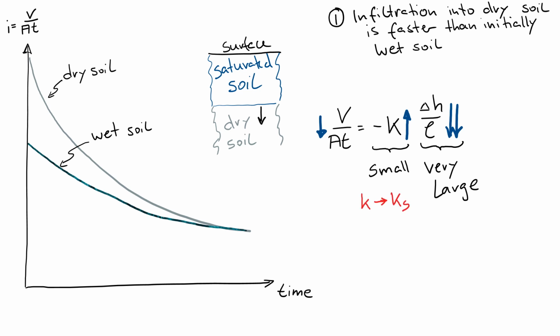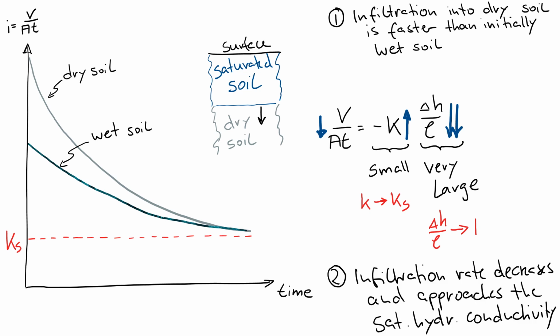And if we wait even longer, so now we're looking at really long times, we would see that the hydraulic conductivity eventually approaches values similar to the saturated hydraulic conductivity, because now the soil profile is completely saturated, while the driving gradient will approach unity, meaning that our infiltration rate, our volume per area per time, would approximate the saturated hydraulic conductivity of that soil. And we actually take advantage of that when we measure saturated hydraulic conductivity with a device called the infiltrometer.